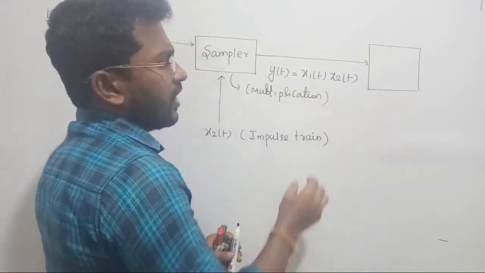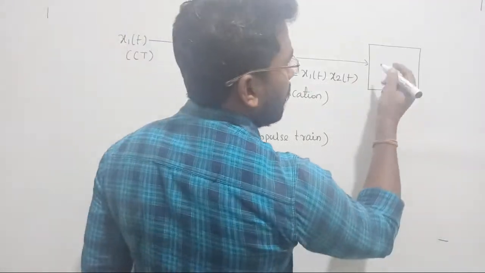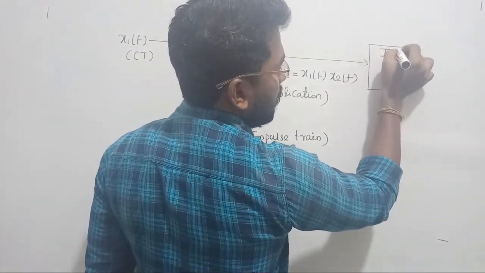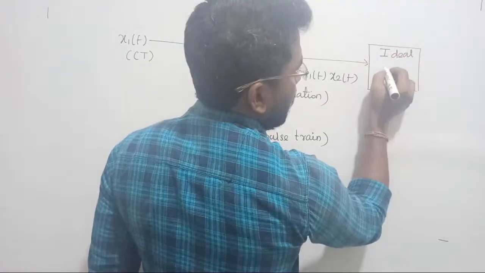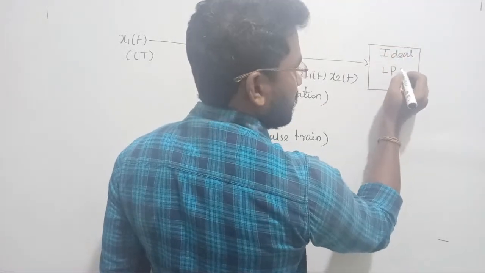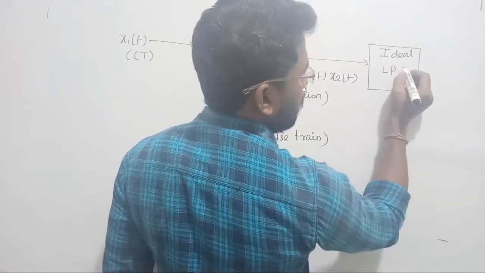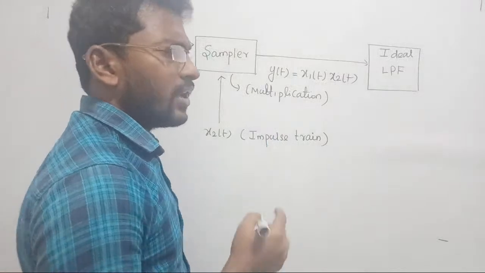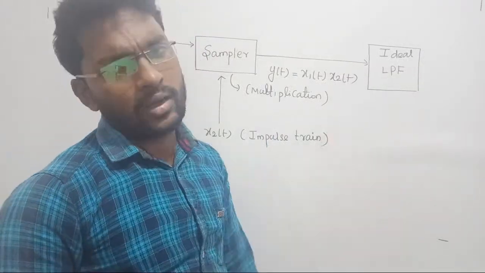But at the receiving end, we are not directly going to record this signal. To record this signal, we are using a system called an ideal low pass filter. Low pass filter in the sense that only a certain range of lower frequencies will be allowed through. I will let you know later why we are not using a practical low pass filter.